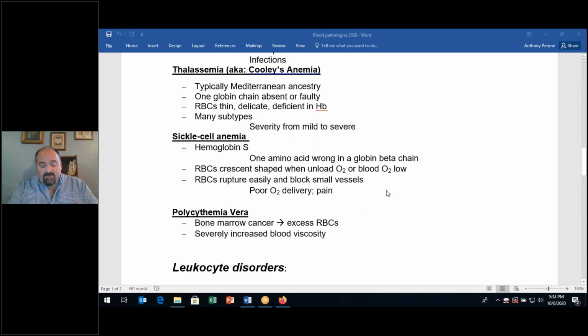Sickle cell anemia, you've heard of, I'm sure, and know that these crescent-shaped cells have issues. The red blood cells become crescent-shaped when they unload the oxygen or when the blood is too low in oxygen. Even in the presence of low levels of oxygen being transported in the blood, the cells can develop this crescent shape. They rupture easily. Because of this shape, they can also block small vessels, and this can be a very painful disorder. Really a sad disorder for sure, indeed.